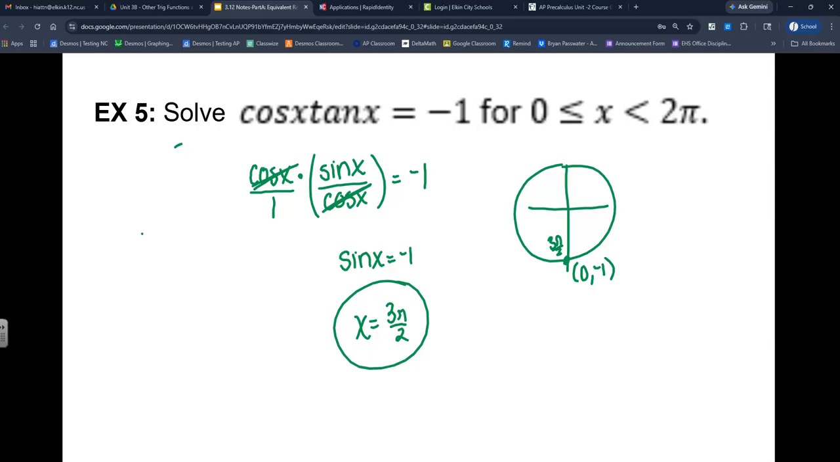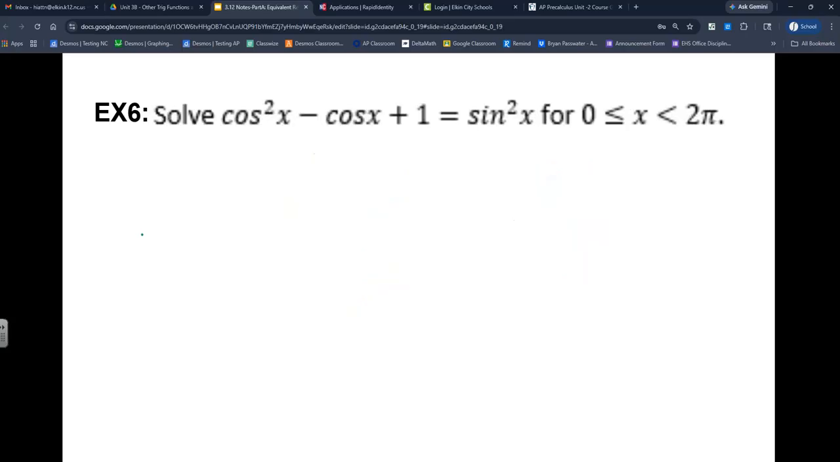All right, we got one more we're going to look at. I think this is the last one, right? This one looks terrible.